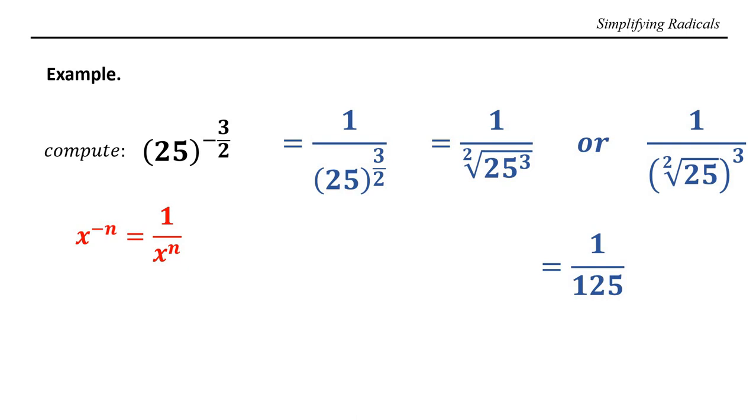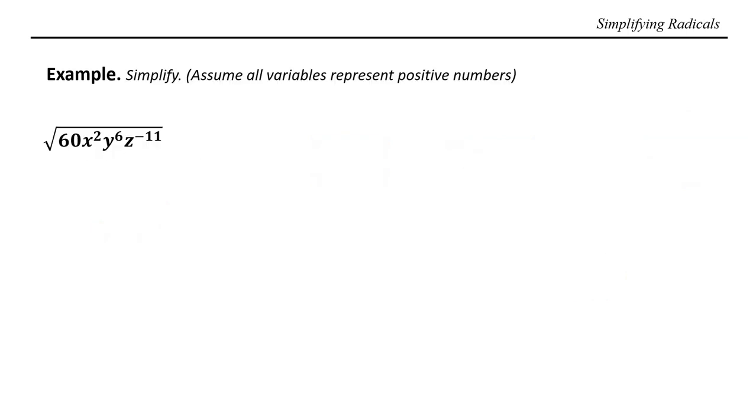Let's check out a more complicated example. In this one, we have the square root of 60x squared times y squared times z to the power of negative 11. The first thing we want to do is get rid of any negative exponents. By doing that, we're going to apply the negative exponent rule again to z to the power of negative 11. So we would move that down to the denominator. So we'd have the square root of 60 x squared times y to the 6th over z to the 11th.